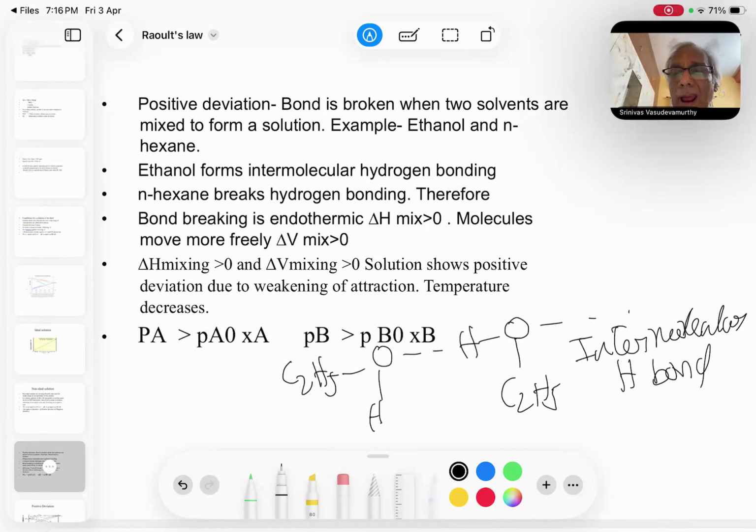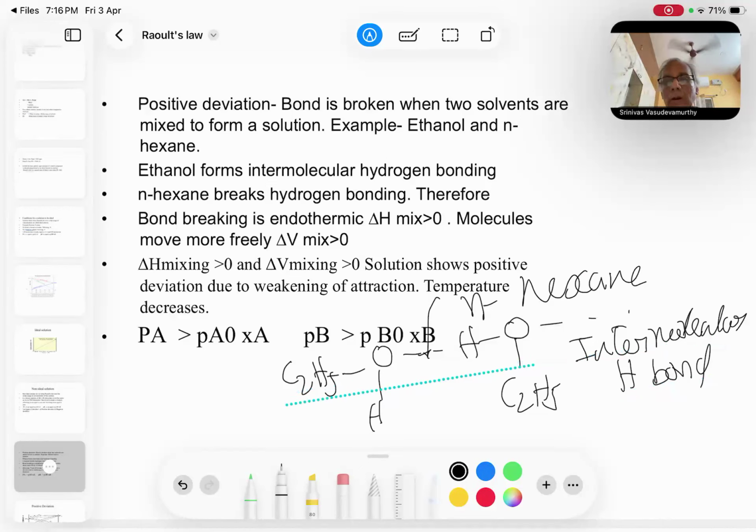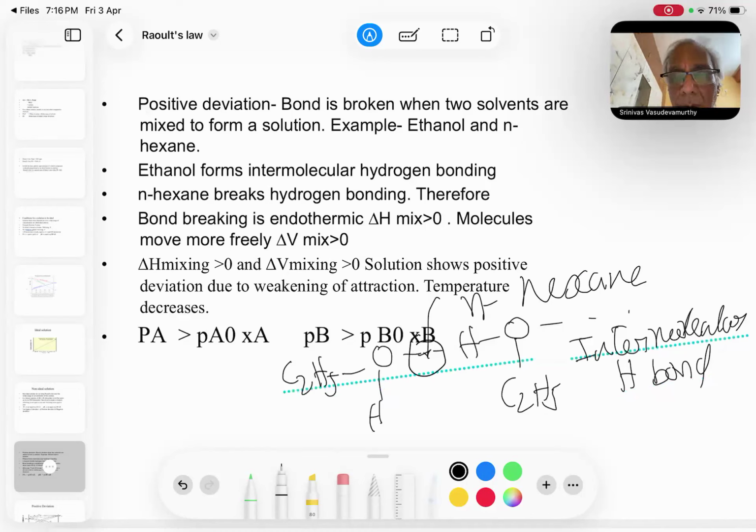Now I'm adding n-hexane, another solvent, to form a solution. What happens? N-hexane breaks the hydrogen bonds in ethanol. It comes in between the hydrogen bonds, breaking the intermolecular hydrogen bonding formed in ethanol. So here the bond has to be broken, and to break a bond I have to supply energy. It's an endothermic process, so delta H mixing is greater than 0.